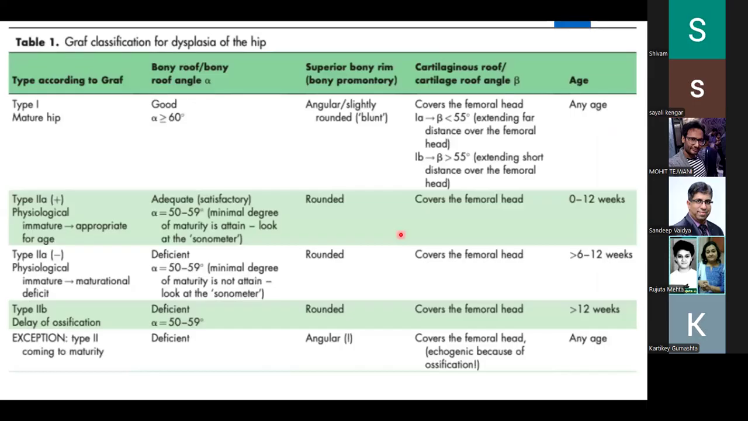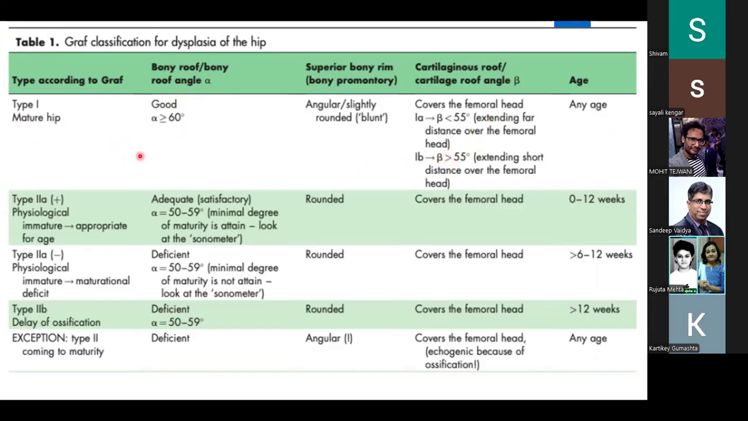Graf classified hips into types 1, 2, 3, and 4. Type 1 is a mature hip, in which the alpha angle is more than 60 degrees and the bony roof is good. It is further classified into 1A and 1B. 1A is one in which the beta angle is less than 55 degrees, and 1B is one in which the beta angle is more than 55 degrees.